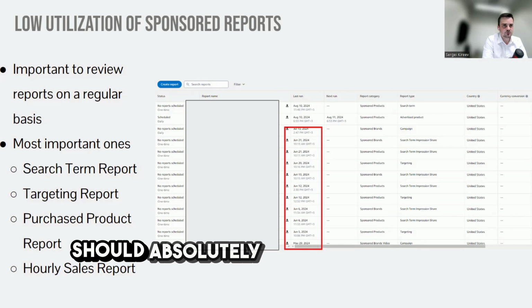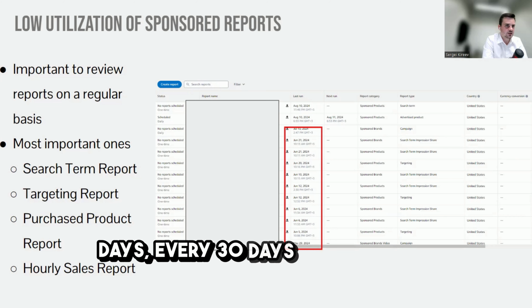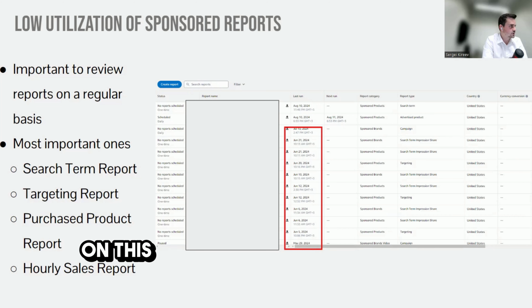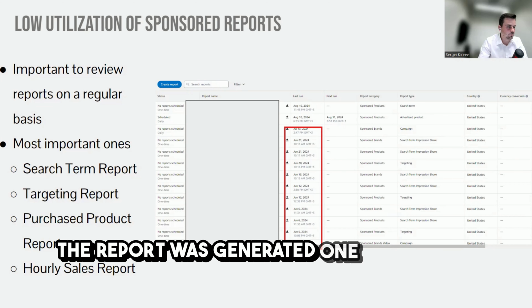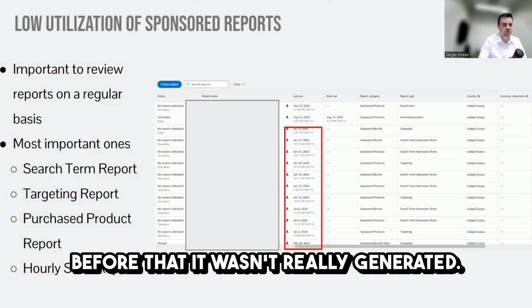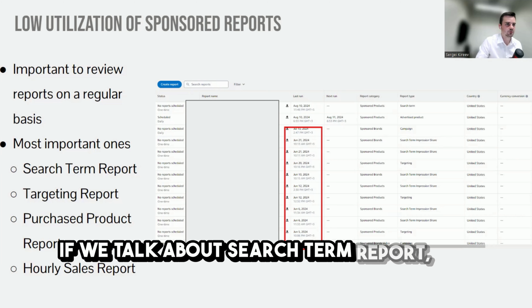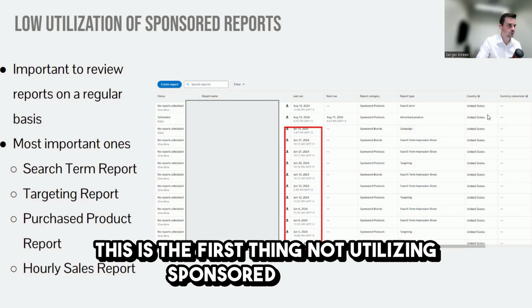At the very least, you should absolutely generate a search term report for your last 30 days, every 30 days, or even more frequently. In this example, we had an account where the report was generated 1 month ago, and before that, it wasn't really generated. So this is the first thing: not utilizing sponsored reports.